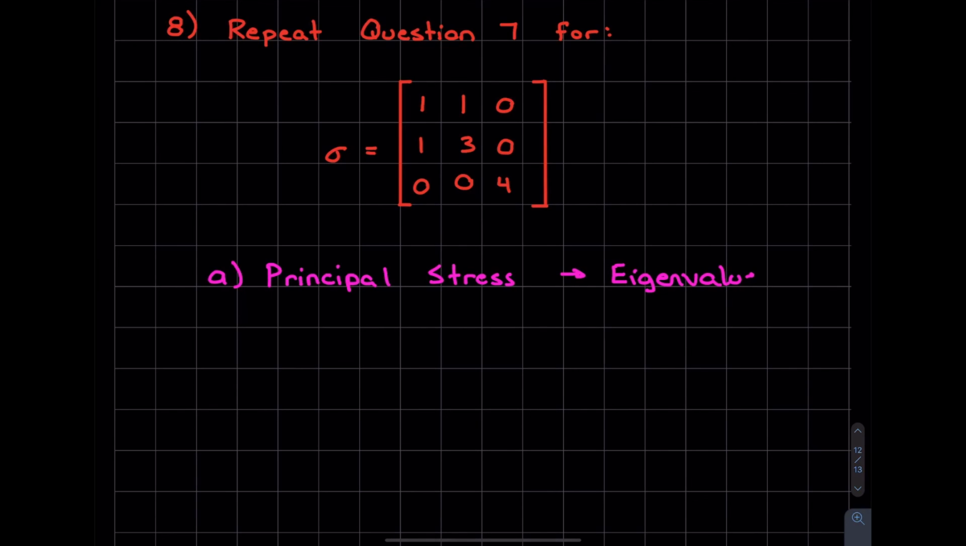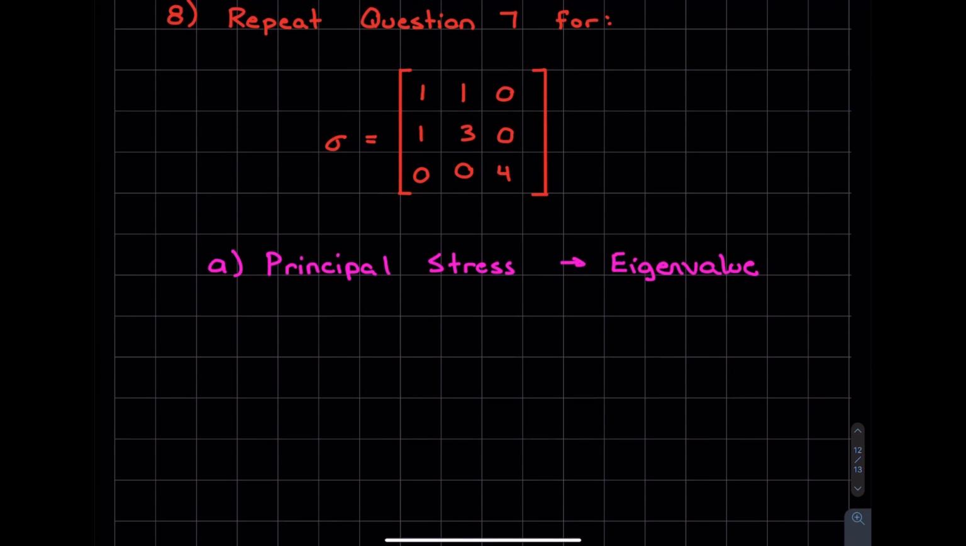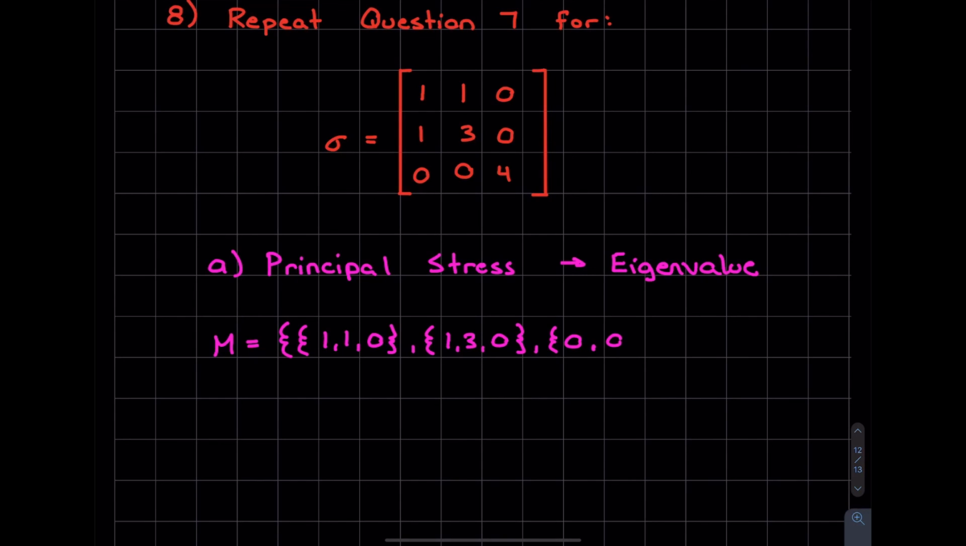Eigenvalues of our matrix. All we have to do is define our matrix in Mathematica and go Eigenvalues of M, nice and easy. I'll show you guys, this will look really funny, but I just want to see how this goes. I can say that M, in Mathematica, is equal to curly brackets, and curly brackets 1, 1, 0, curly brackets, comma, curly brackets 1, 3, 0, curly brackets, comma, curly brackets 0, 0, 4.